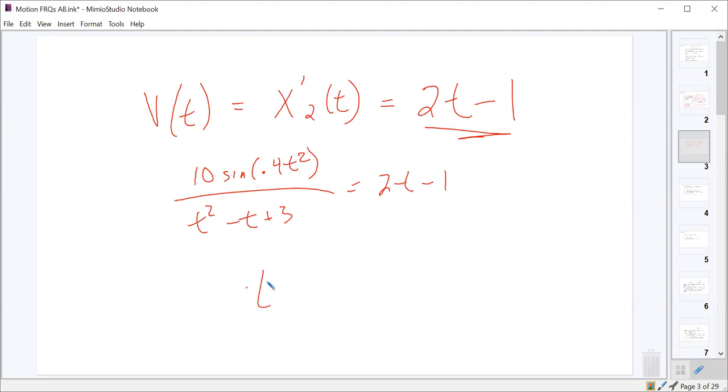And it came out to be that this happens at t equals 1.571. And that was worth 2 points: one for setting v of t equal to the derivative here, and 1 point for the answer.